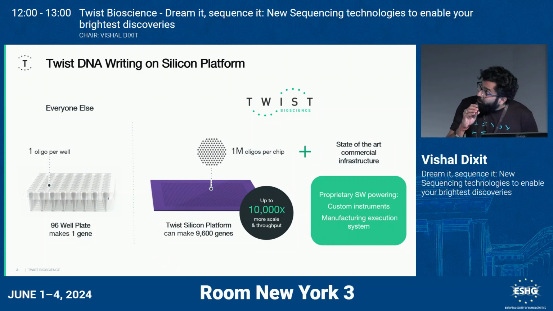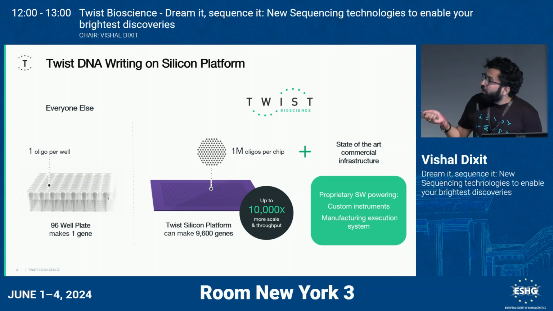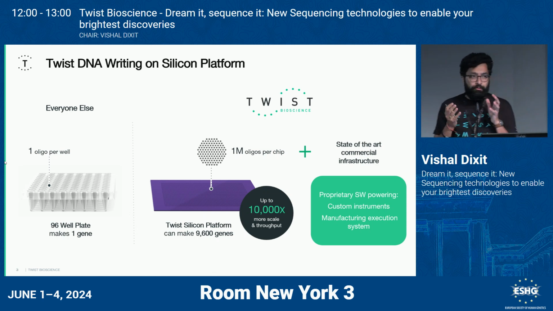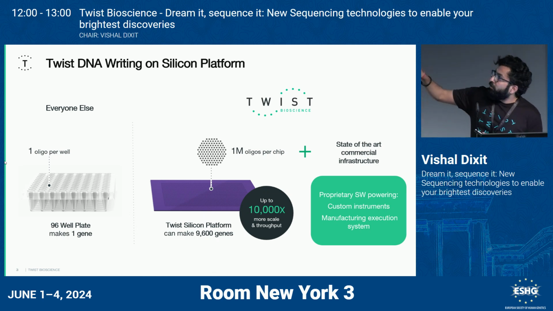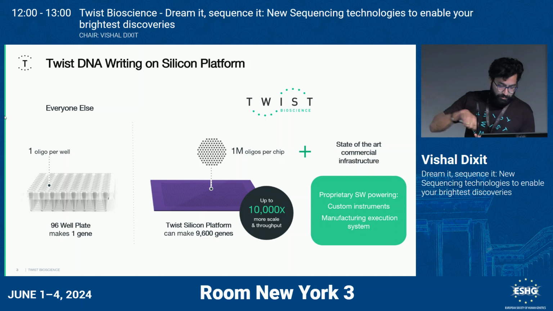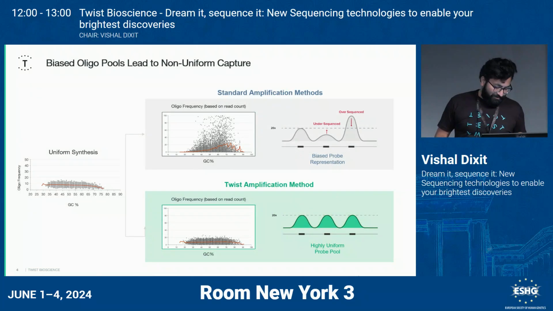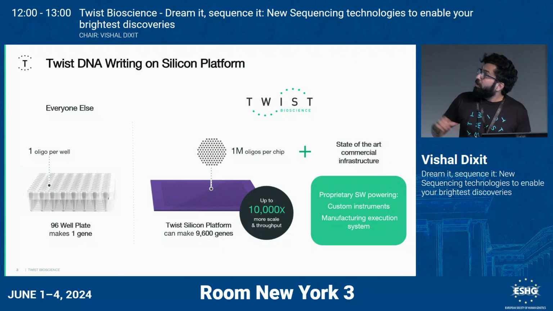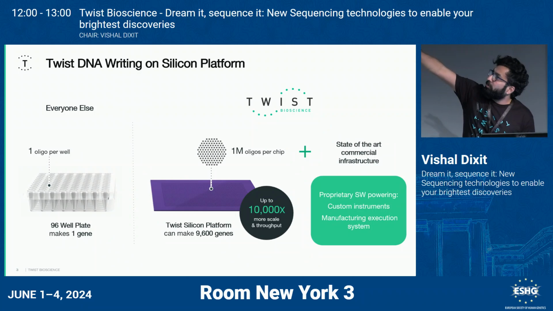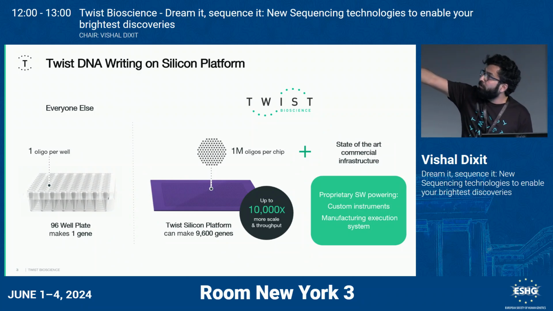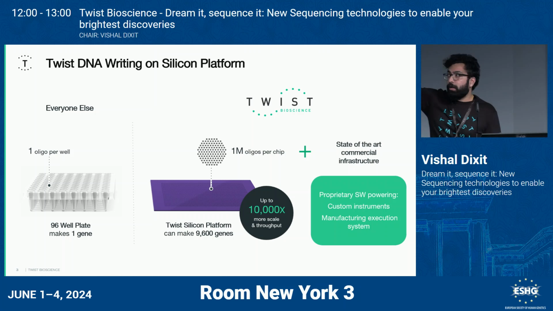So, what makes Twist different from everyone else? As you can see, the linchpin of Twist Bioscience's business is the Twist silicon platform, which is based on microfluidics and nanowells. Here you can see the oligos, which are synthesized on this Twist silicon platform. So how are we different from other vendors?